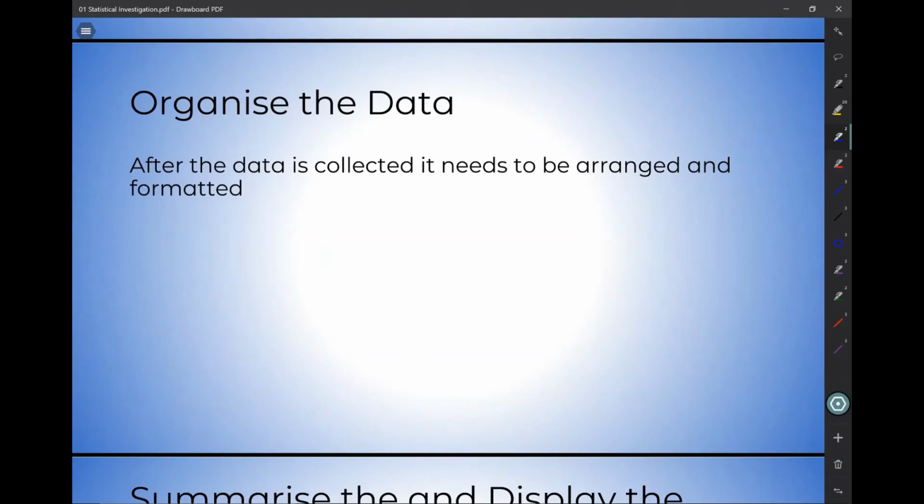Then the next thing we have to do is organize the data, and what we're talking about here is graphs and plots. And when we come to this section of the unit, we're going to look at a few examples of these, things like dot plots, stem and leaf plots, frequency histograms.